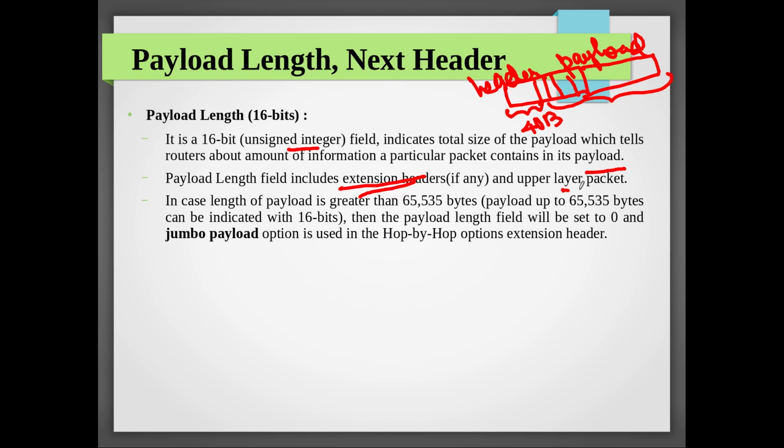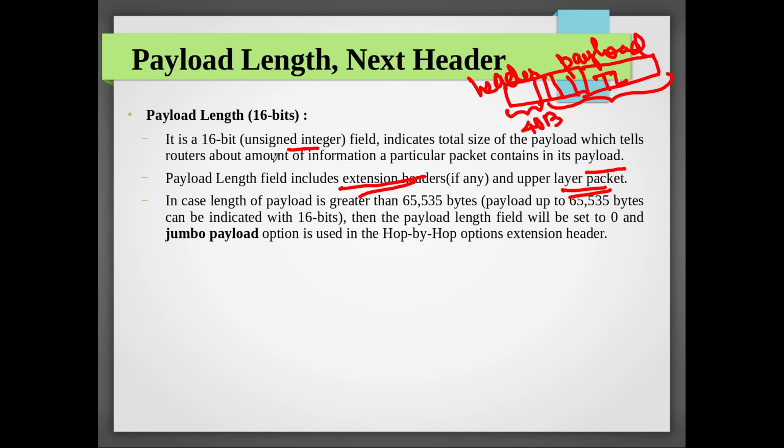And the upper layer packet, that means within an IP packet, what is the payload? That is the information given to the network layer by the transport layer. So this is the transport layer information, the upper layer protocol. Typically that can be a TCP payload, or it can be a UDP payload, or sometimes it may be the network layer payload itself.